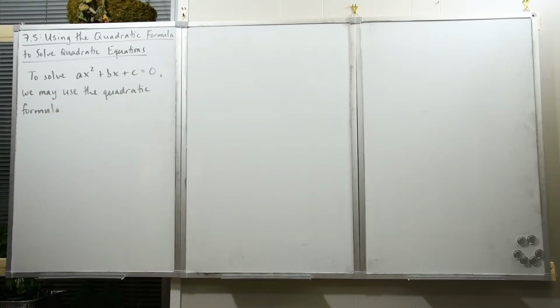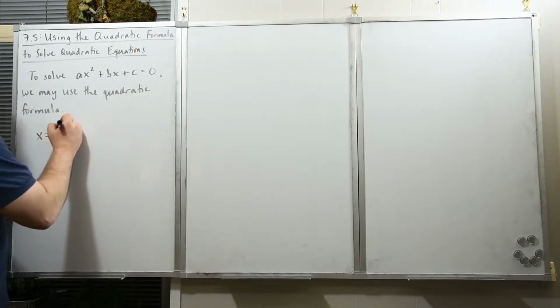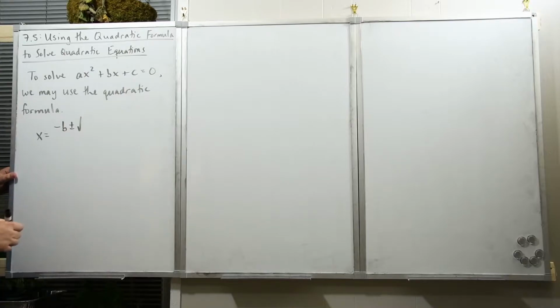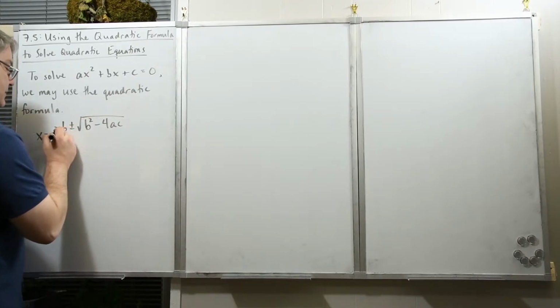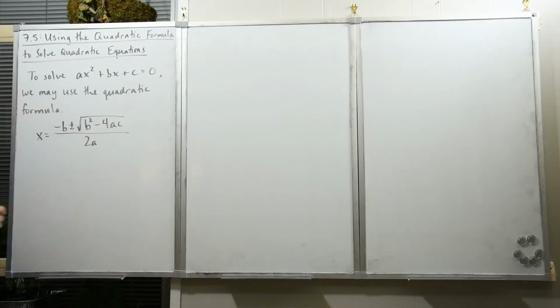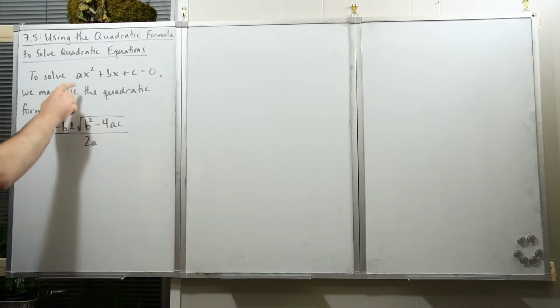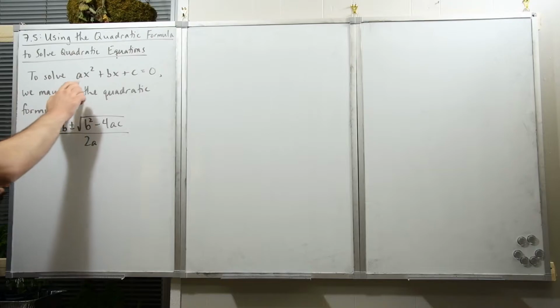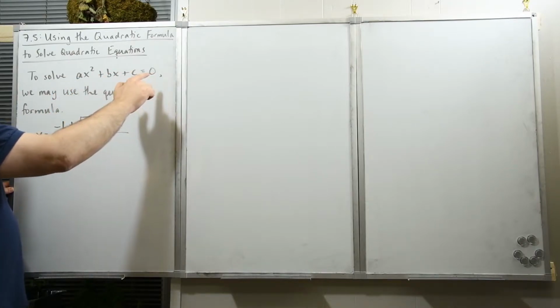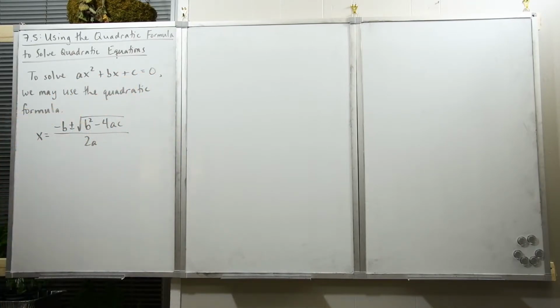Quadratic formula is given as follows. X is equal to negative b plus or minus square root of b squared minus 4ac, all divided by 2a. Now, the a's that you see in here correspond to the coefficient of x squared, the b's correspond to the coefficient of x, and the c corresponds to the constant term. You want to make sure that your equation is in this form if you're going to use the quadratic formula.